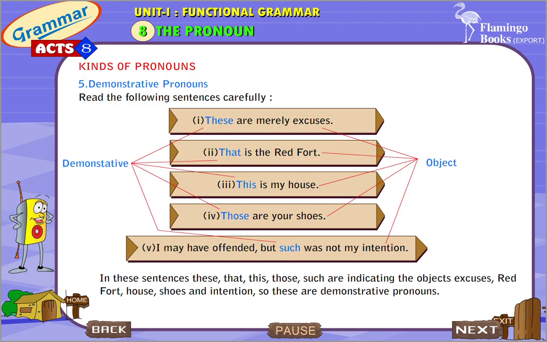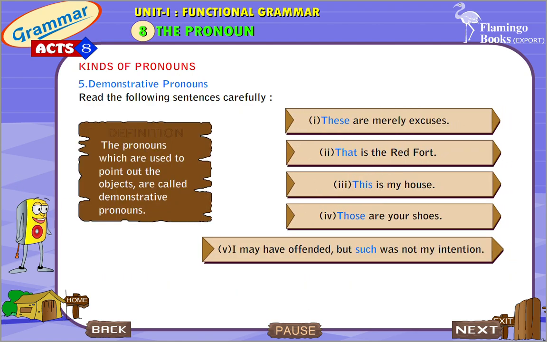In these sentences, these, that, this, those, such are indicating the objects: excuses, Red Fort, house, shoes, and intention. So these are demonstrative pronouns. The pronouns which are used to point out the objects are called demonstrative pronouns.